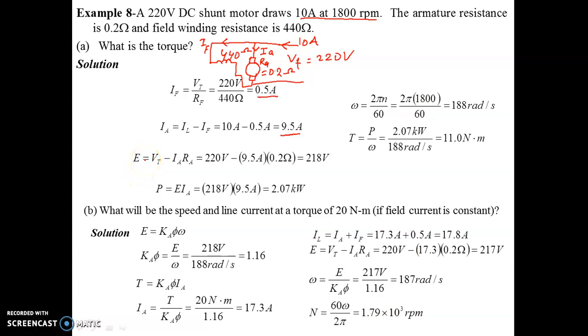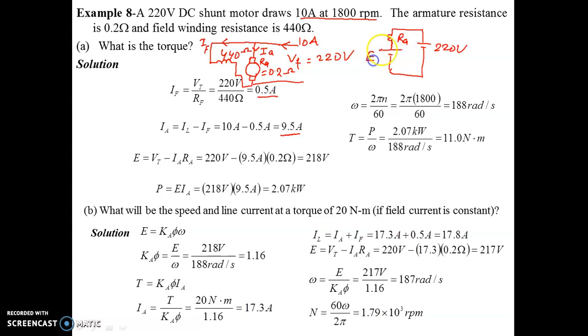The induced EMF is here, with the supply voltage. If you see it, it is like this. Here is the armature resistance Ra, and here the terminal voltage is 220 volt. Ra is the armature resistance.